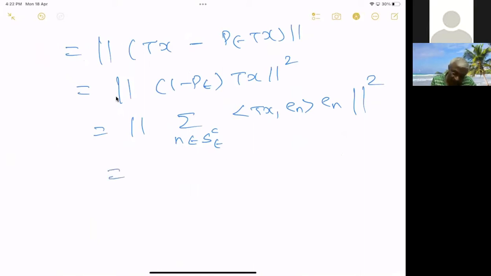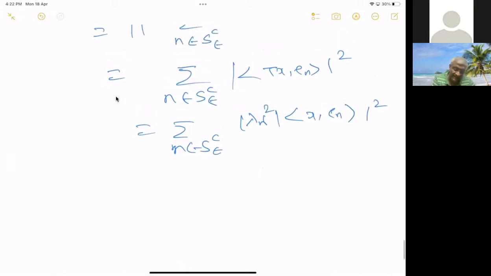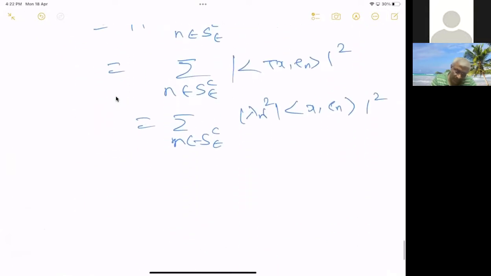So this is equal to the summation over n in S epsilon complement of the mod of Tx, e_n squared, which is equal to lambda n times x, e_n squared, right? Now these lambda n's are less than epsilon in this set. In S epsilon, it's greater than epsilon; in this set, it's less than epsilon. That's the definition of S epsilon. So this is less than or equal to epsilon squared times the norm of x, e_n squared, but you can take the sum over the whole natural numbers, and that is equal to norm x squared.